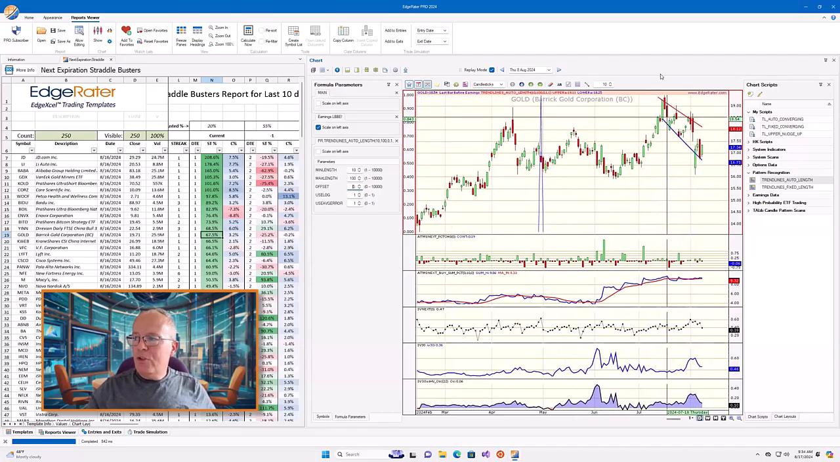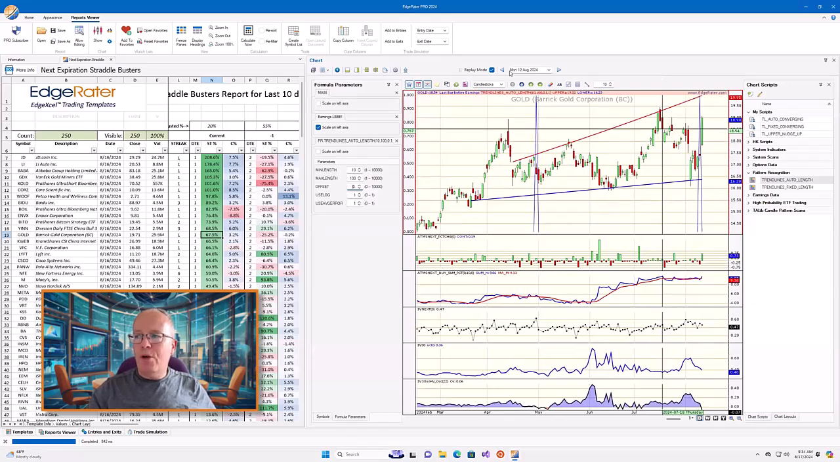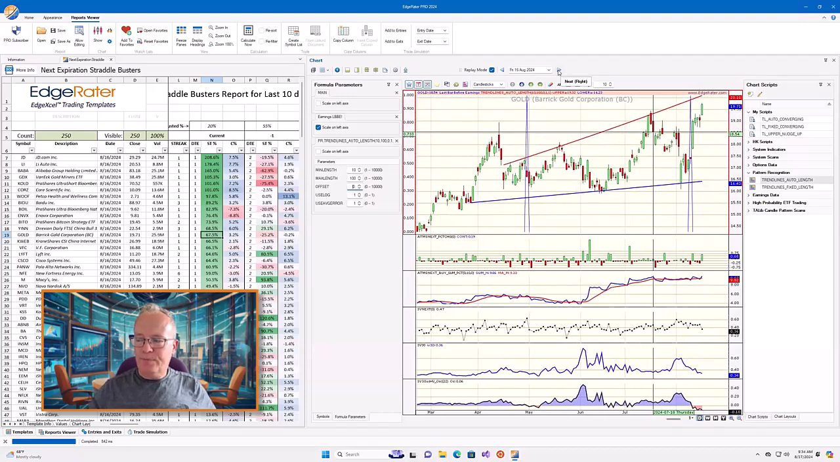But it's interesting. Use your replay mode and use the left and the right buttons just to see how the trend lines develop day by day.